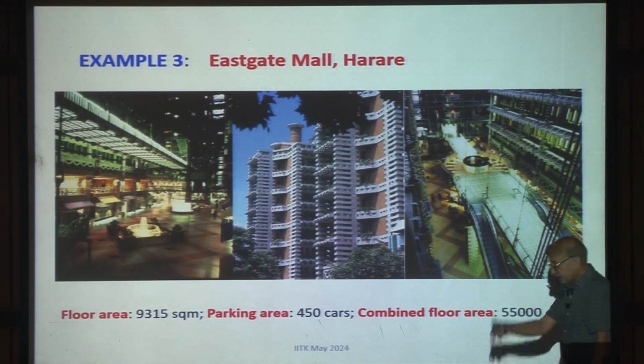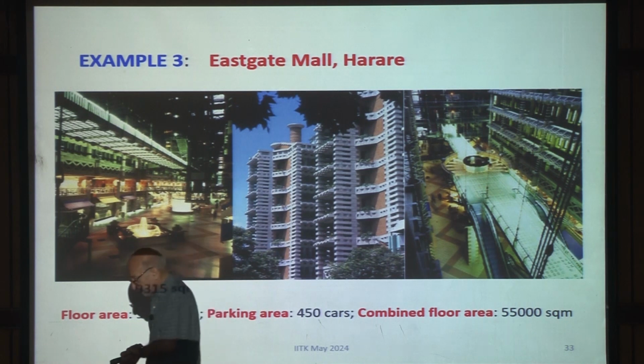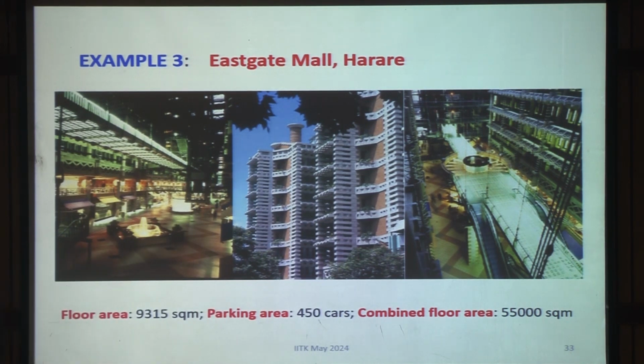Okay, now this is my sustainability business. I thought it would be appropriate to follow on from Rajneesh. This very pretty picture is a mall in Harare in Zimbabwe. It has about 6 floors, so much square meter area. It can park 450 cars, and the combined floor area is 50,000 square meter. Why am I showing this?